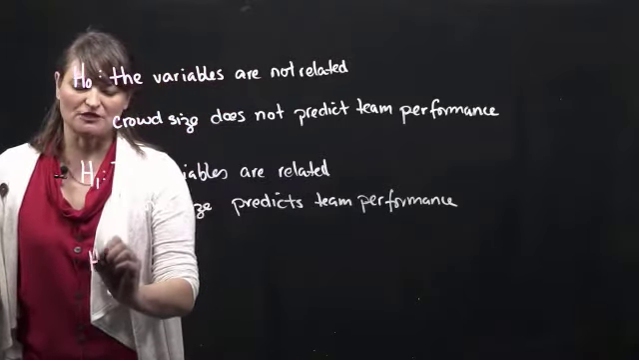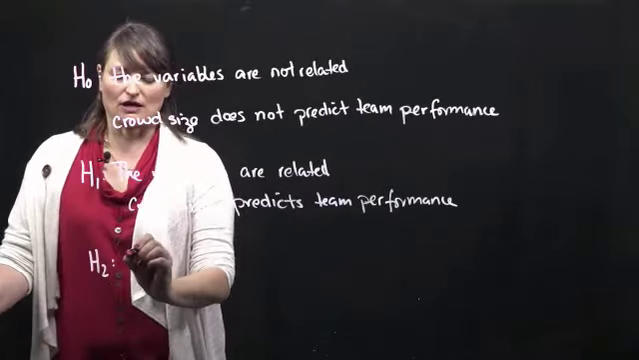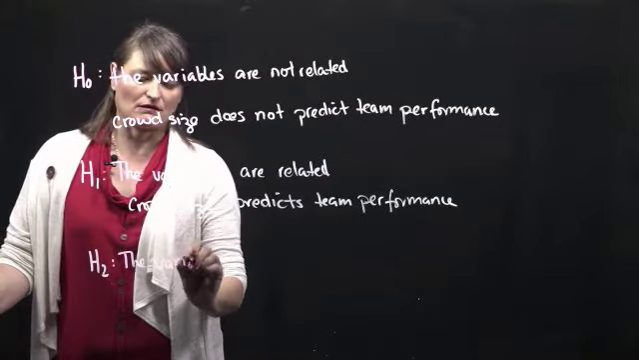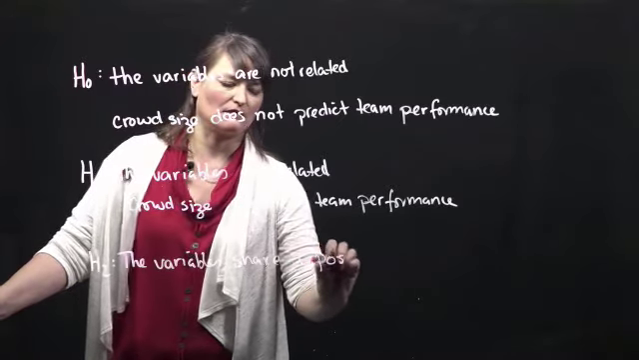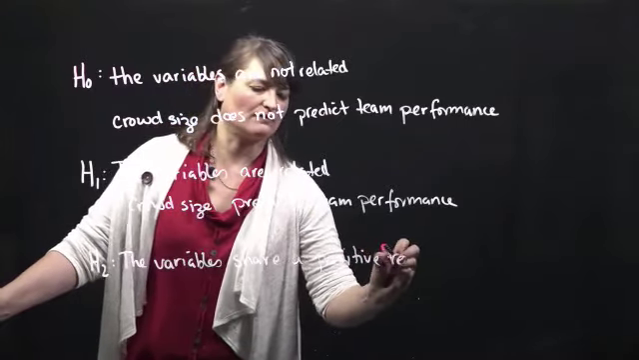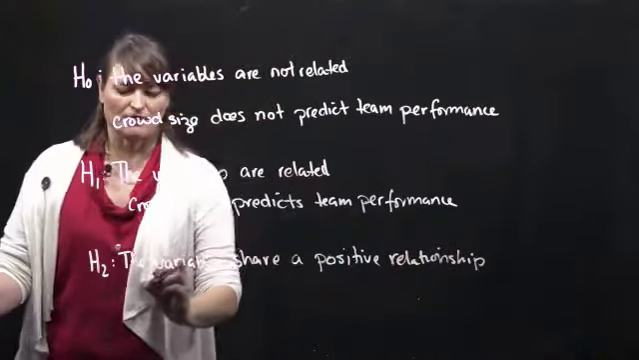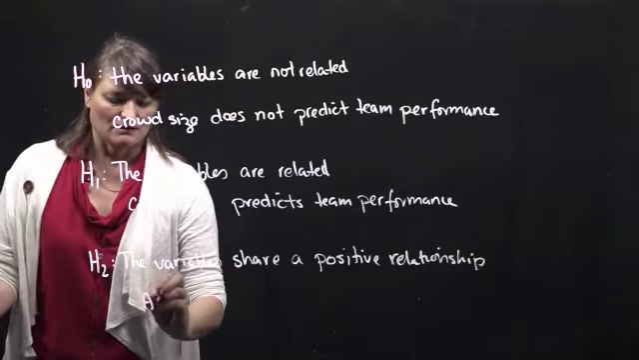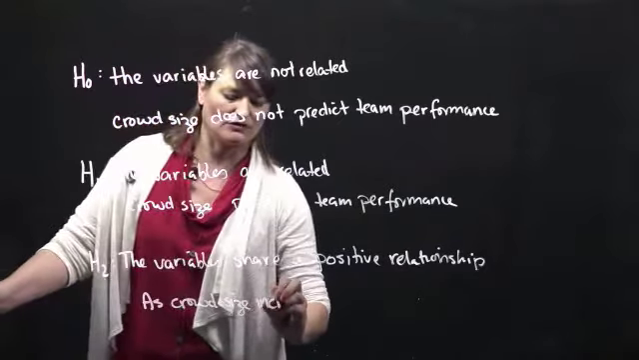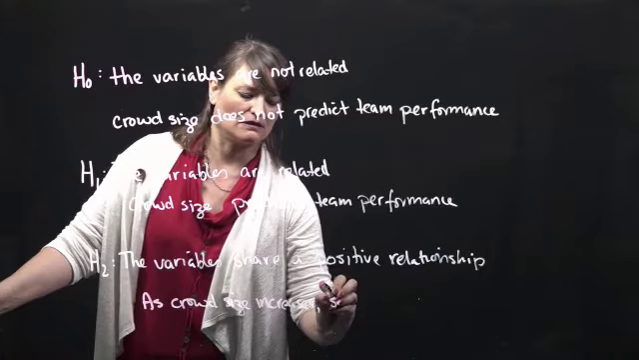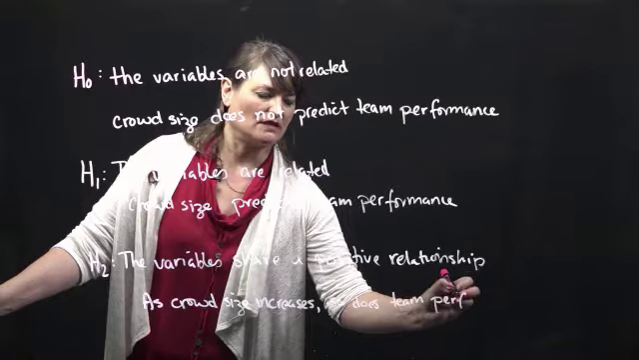You could also predict a specific direction. So you could say the variables share a positive relationship, and that would look like: as crowd size increases, so does team performance.